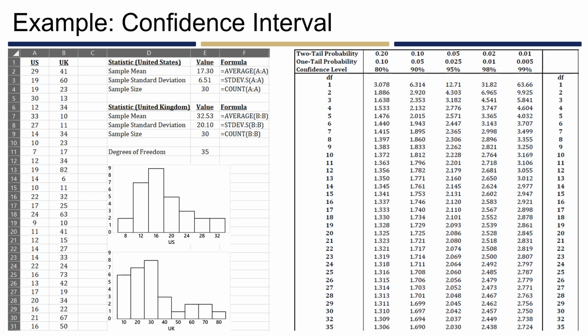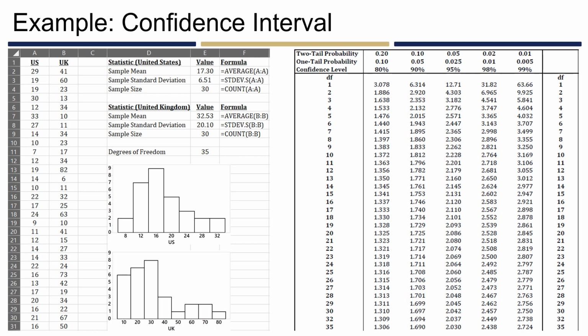Now, going back to our data, we can start to take a look at all of our sample statistics. Students in the United States were able to label, on average, about 17.3 countries correctly, with a sample standard deviation of 6.51. Students in the United Kingdom, on the other hand, were able to label about 32.5 countries correctly. However, they had a much larger sample standard deviation at 20.1.